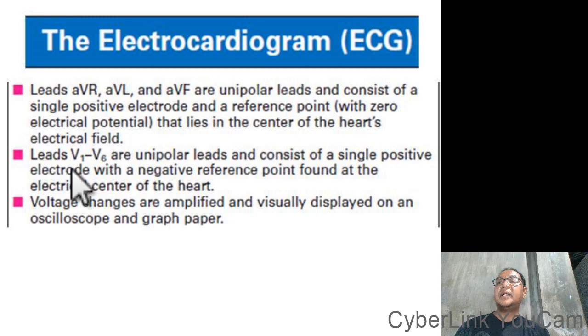And then we have leads V1 to V6. They are also unipolar leads and consist of a single positive electrode with a negative reference point found at the electrical center of the heart. So they have the same reference point and it's negative. Voltage changes are amplified and visually displayed on an oscilloscope and a graph paper.